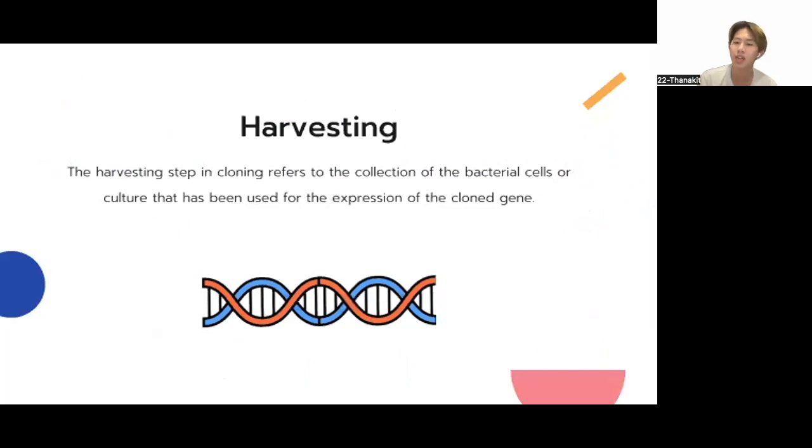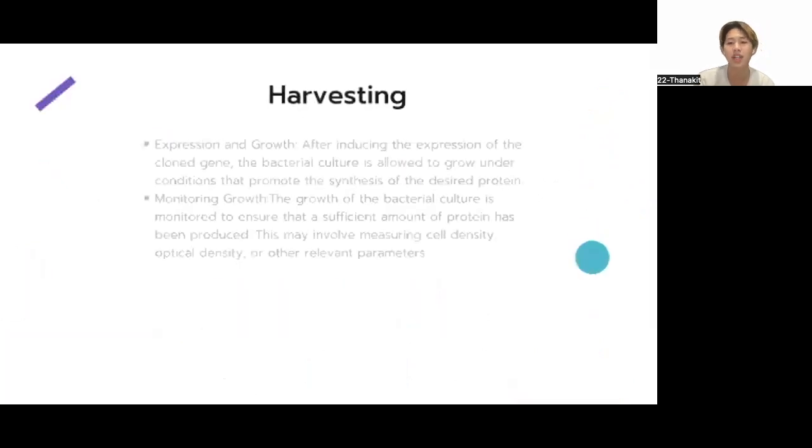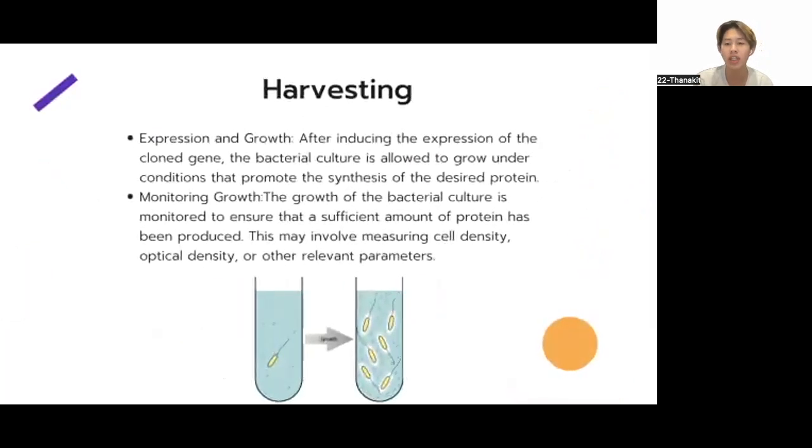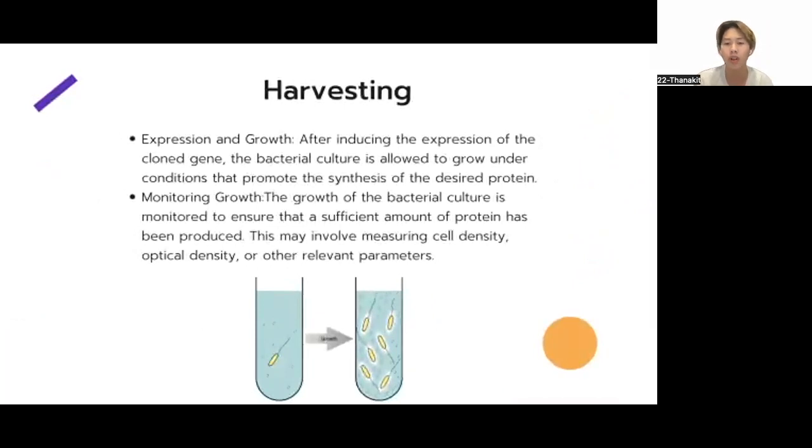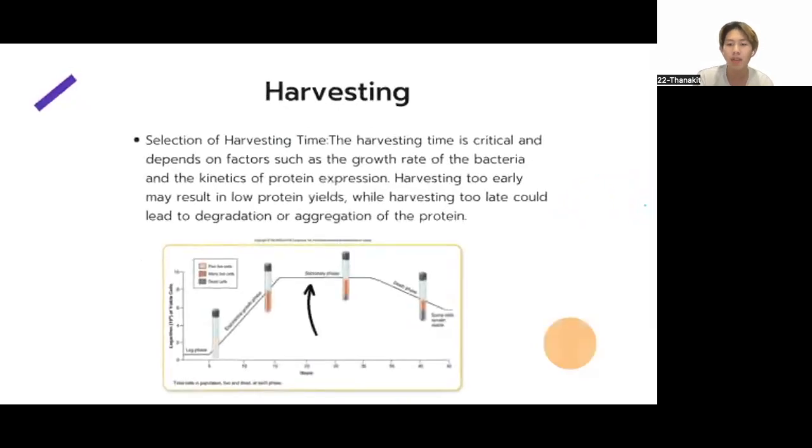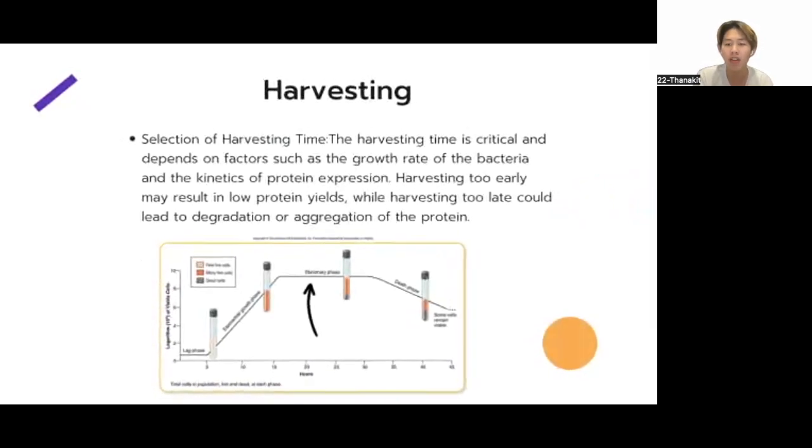And the last step, which is the harvesting step, is about collection of the bacterial cells. After inducing the expression of the cloned gene, the bacterial culture is allowed to grow under conditions that promote the synthesis of the desired protein. Following that, the bacterial culture growth is monitored to ensure that a significant amount of the protein has been produced. Then the optimal harvesting time is selected. Harvesting too early may result in low protein yield, while harvesting too late could lead to degradation of the protein.